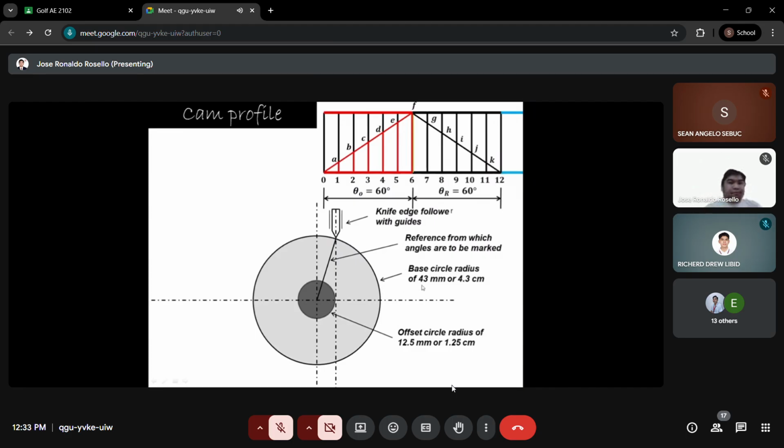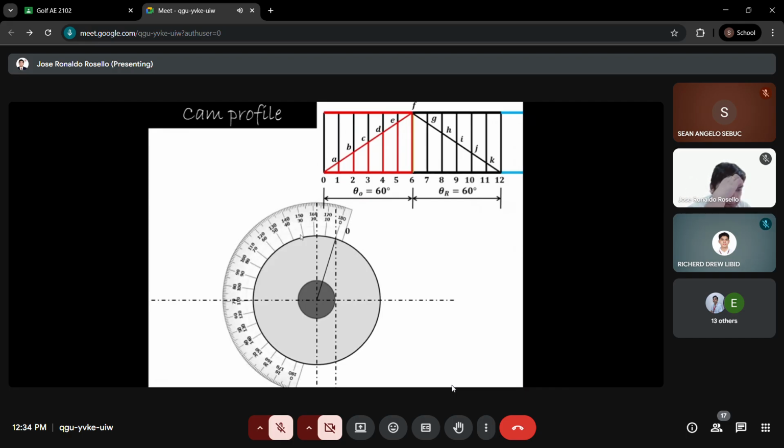This is the base circle radius of 43 mm or 4.3 centimeter. And this is the offset circle of 12.5 mm or 1.25 centimeter. Now we have to mark the angles from this. So first one is 60 degree divided by 6, that is 10 degrees. So we'll divide this 60 degree into 6 parts, that of 10 degree each. Similarly, return stroke also of 60 degree divided by 6, that is we'll divide this 60 degree into 6 equal part of 10 degree. So total will be 60 plus 60, that is 120, and 120 divided by 12, that is 10 degree. So we'll divide this into 12 parts of 10 degree each.